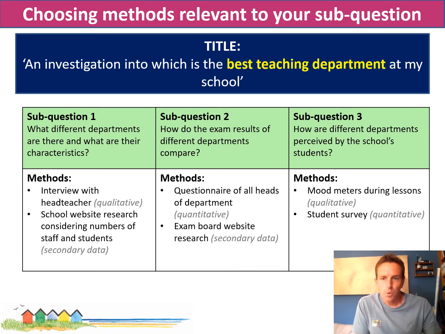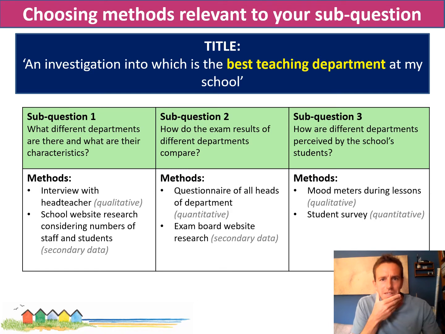Then you have these supporting sub-questions, and I said that most students will pick 3. It might be 2 or 4, but most students pick 3. And then your challenge, once you've got these 3 sub-supporting questions, is to come up with appropriate methods to answer those sub-questions and to allocate methods to those boxes that you've got.